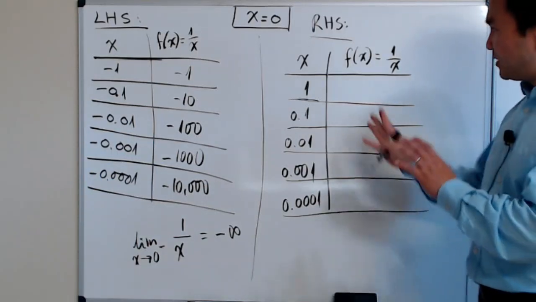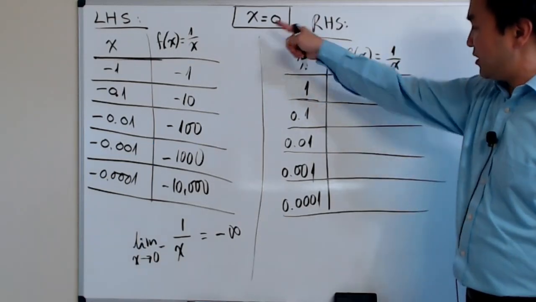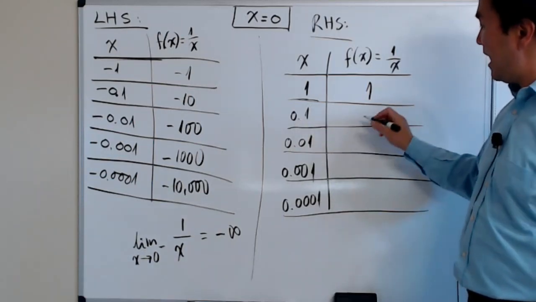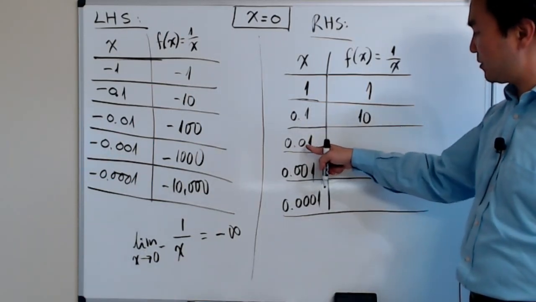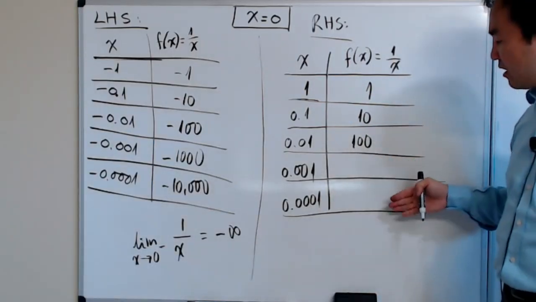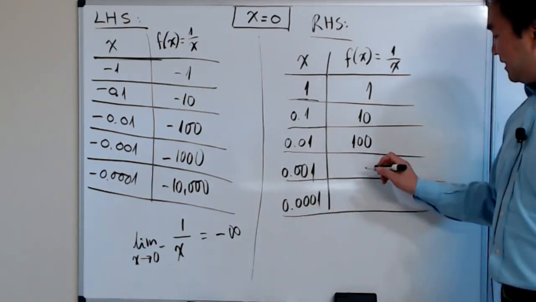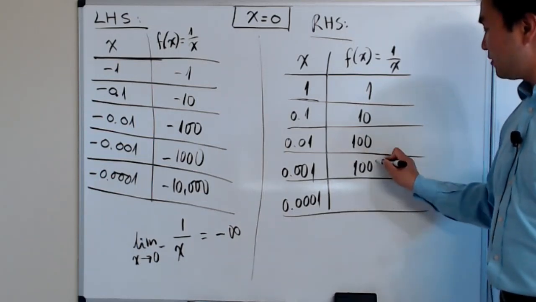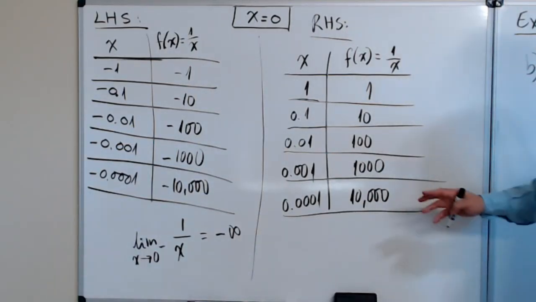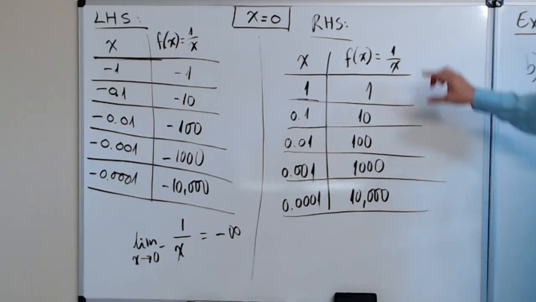Notice these values are all on the right-hand side of x equals 0. When x equals 1, the output is 1. When x equals 0.1, the output is 10. When x equals 0.01, the output is +100. All of these output values are positive. When x equals +0.001, the output is 1,000, and then 10,000.